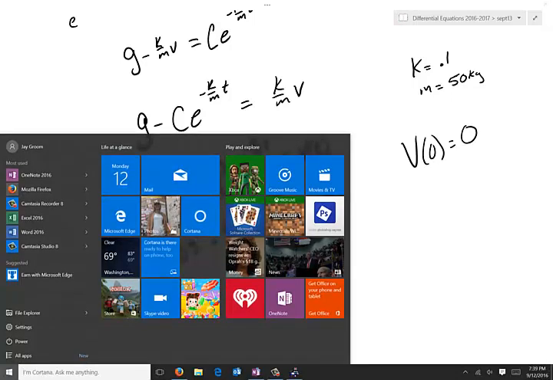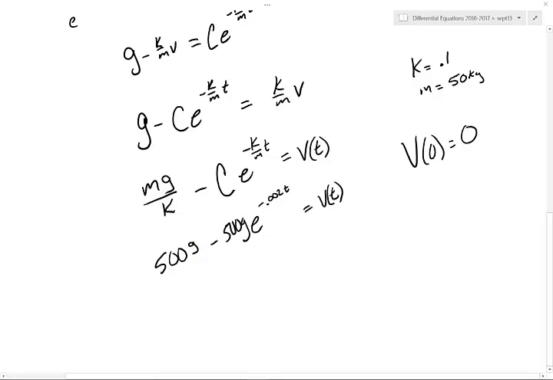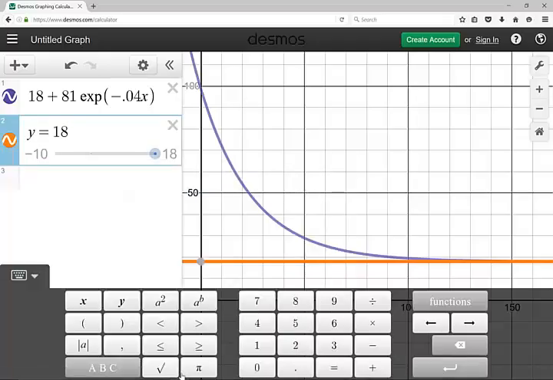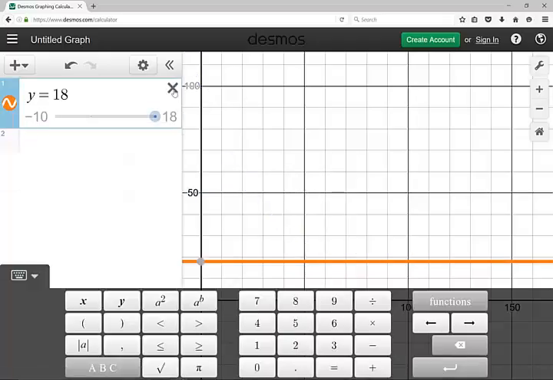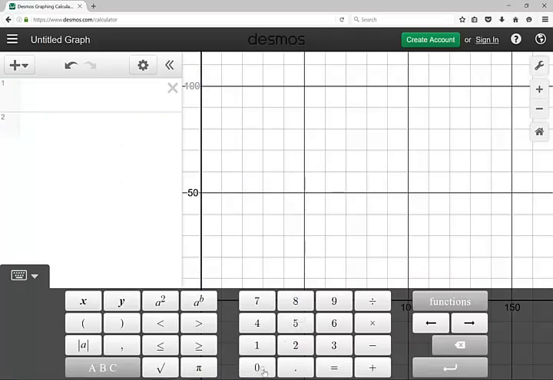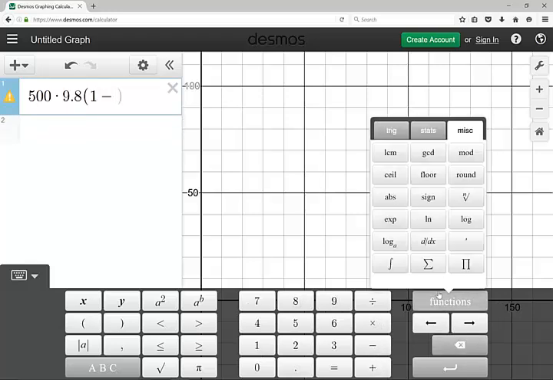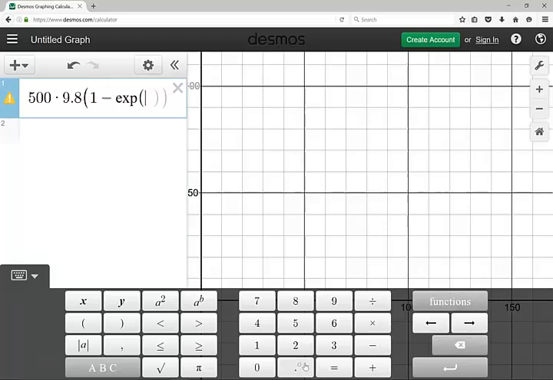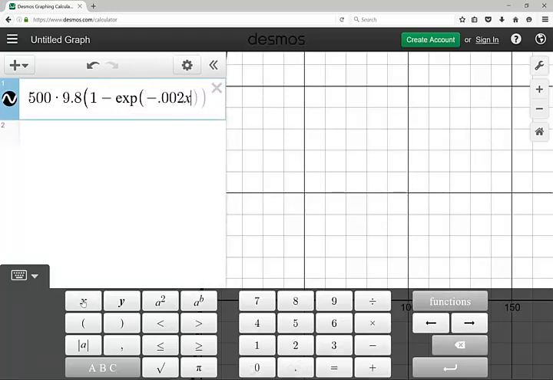So if I were to graph this thing, of course you can multiply that out. I think I will. Actually, I think I will do that over here in Desmos. I'm going to write it a little differently because I'm feeling a little lazy. So I'm going to go 500 times 9.8, parentheses 1 minus e to the... there you go. That should do the job.